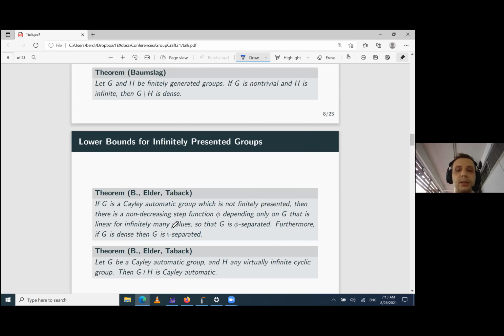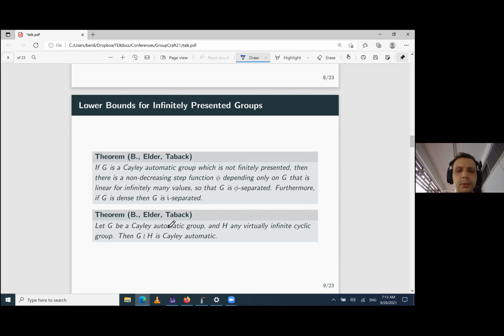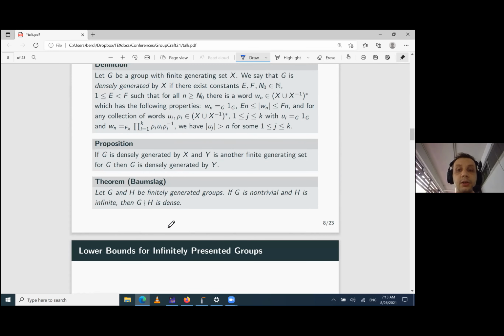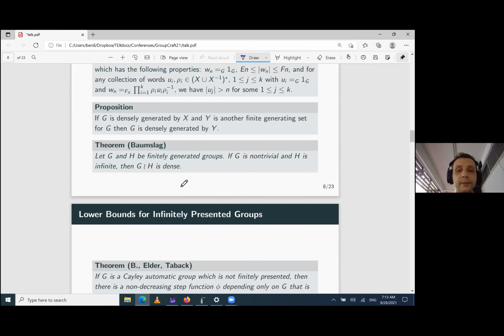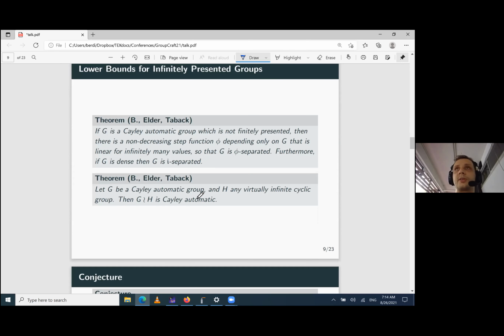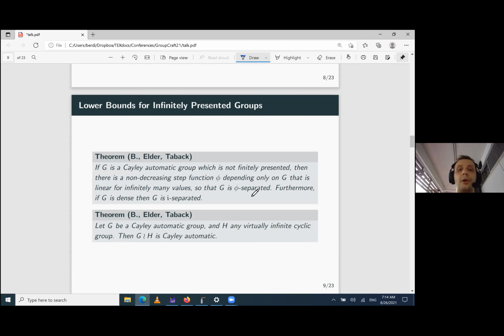Okay, but you're probably wondering what are examples of Cayley automatic groups, for example, in the class of wreath products. Well, the only examples that we have are just wreath products with a virtually infinite cyclic group, and that's it. So if you just take a Cayley automatic group and a virtually infinite cyclic group, then you always get a Cayley automatic group. So for all these groups, this Cayley distance function is bounded from below by a linear function.